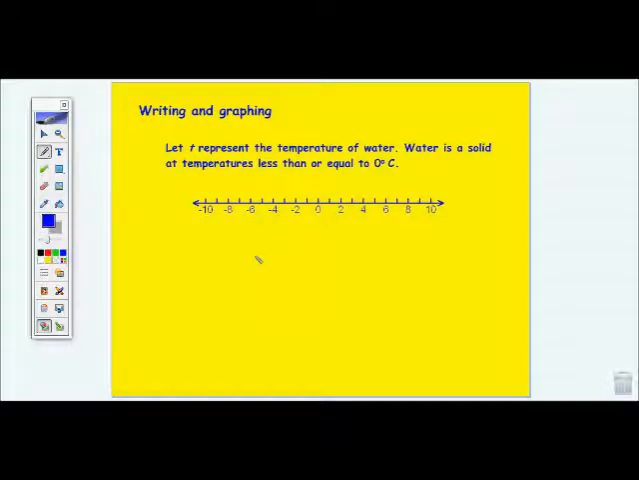This time it says writing and graphing an inequality. So our variable, it says, is going to be T. Let T represent the temperature of water. And water is solid at temperatures less than, so T, temperature of the water, when it is less than or equal to 0. There's our inequality.